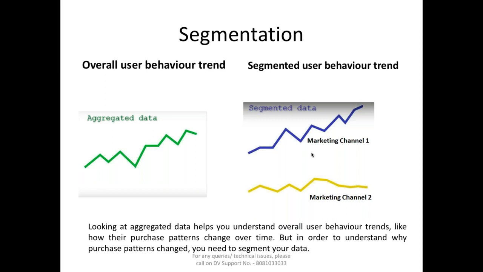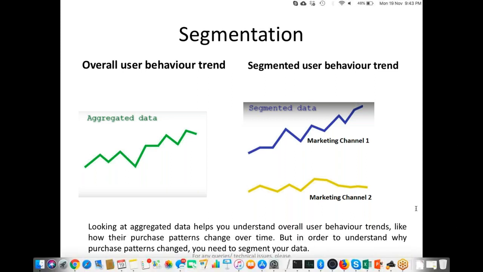Okay. So I'll repeat this statement. Looking at aggregated data helps you understand overall user behavior trends, like how their purchase patterns change over time. But in order to understand why purchase patterns change, you need to segment your data. Do we all understand the importance of segmentation? We have seen the examples of location segmentation. We have seen the example of the device category segmentation.